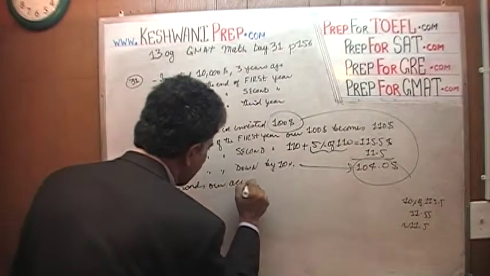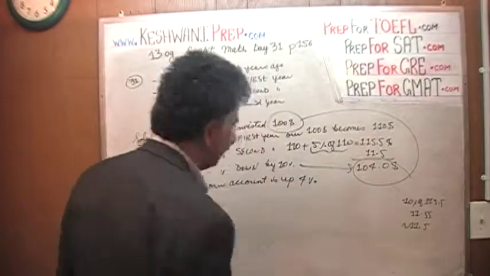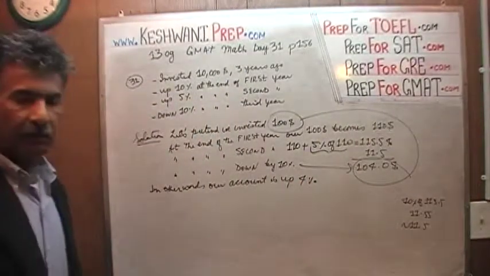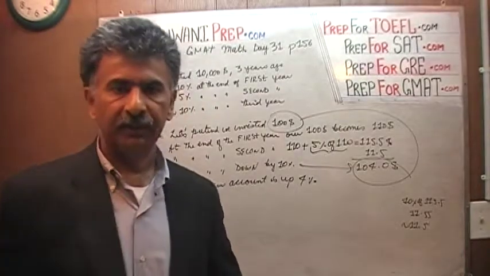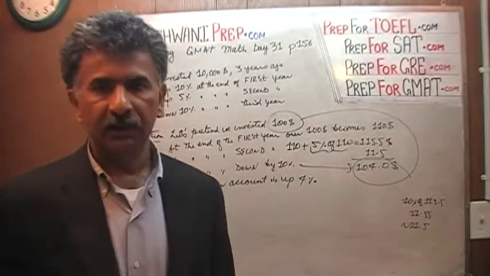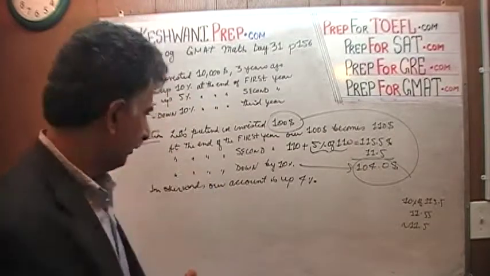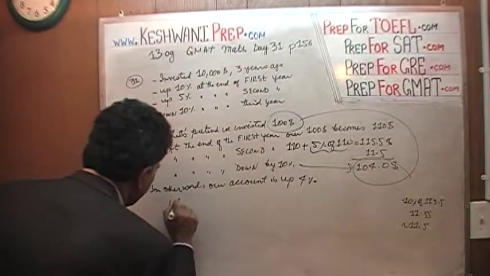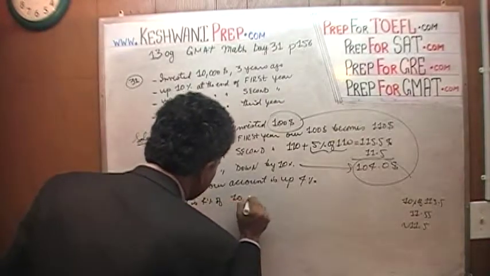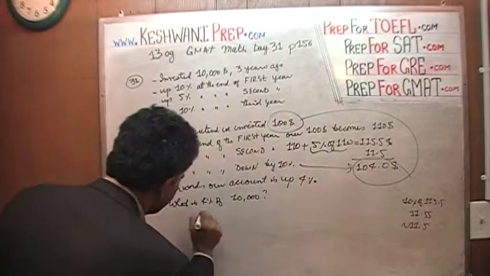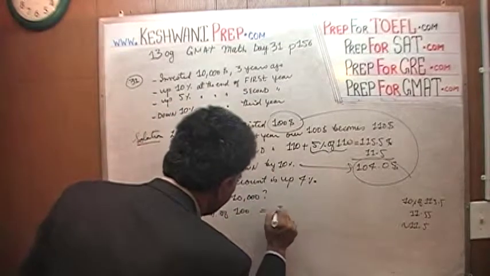In other words, our account is up 4%. That's the net gain, 4%. By virtue of having gone up 10% and then another 5% and down 10%, by virtue of those three activities, the net change in our account is 4%. It's up 4%. So we have to figure out what is 4% of $10,000.